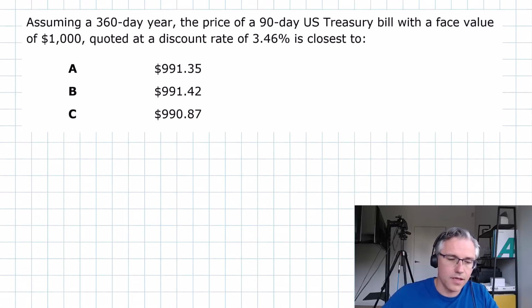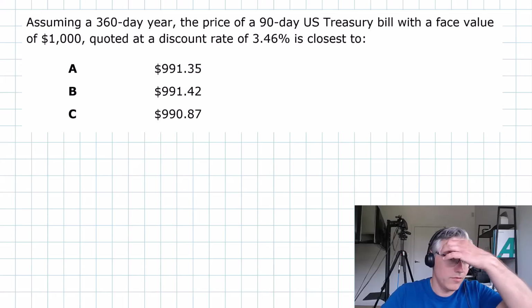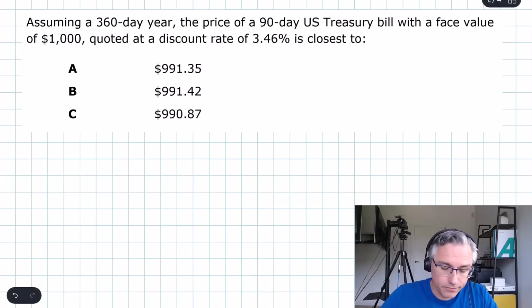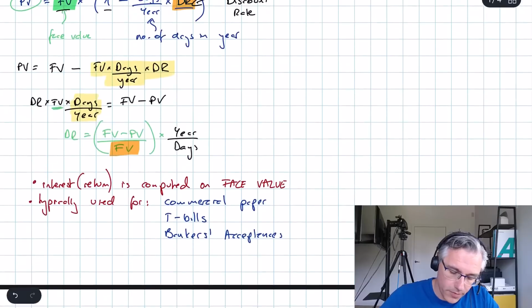Here we go. This is a question which will get us to use the discount rate approach to a computation of price. So we will be computing the PV in this little exam style question. Assuming a 360-day year, the price of a 90-day US Treasury bill with a face value of 1,000 quoted at a discount rate of 3.46% is closest to. Okay, this is going to be relatively easy, assuming you know the relevant formula. So effectively, what we've got to do is look back at the formula.